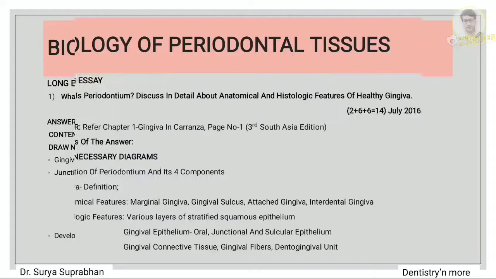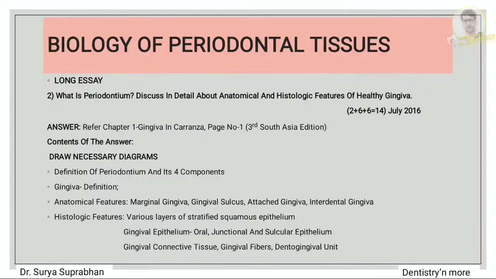Now coming to the second question, that is what is periodontium, discuss in detail about anatomical and histologic features of healthy gingiva. This is also a straight cut question from the first chapter gingiva. The first page itself they have mentioned what is periodontium. So first you have to write the definition of the periodontium and also mention the 4 components, that is gingiva, periodontal ligament, cementum and alveolar bone.